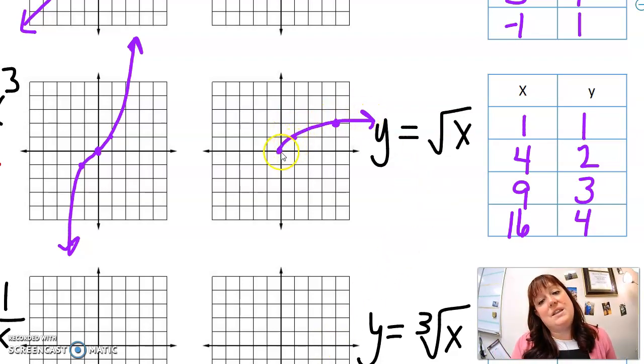Do you notice that? If I finished it on this side, this would be a parabola. And you'll learn later about inverses, but that's the reason why this is the top half of a sideways parabola, because of something called inverses. But anyway, when you see this shape of a function, this is a square root.